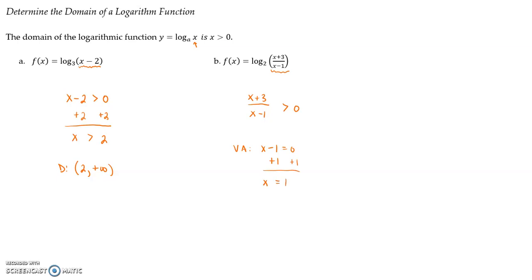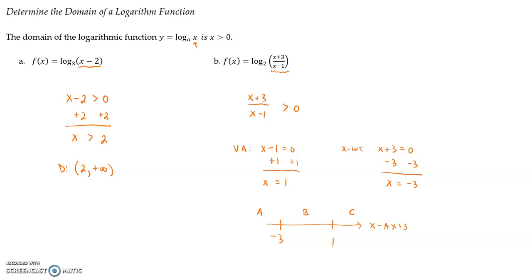And let's go ahead and take a look at our zeros, or our x-intercepts. That's going to come from our numerator being set equal to 0. And this is going to give us an x value of negative 3. So let's go ahead and plot these on our number line. We'll take a snapshot of the x-axis. So we've got negative 3 and 1. And this is going to divide up our graph into 3 sections, 3 intervals. We've got A, B, and C.